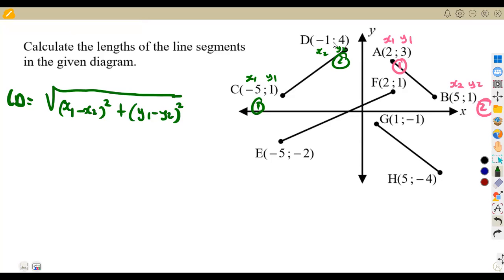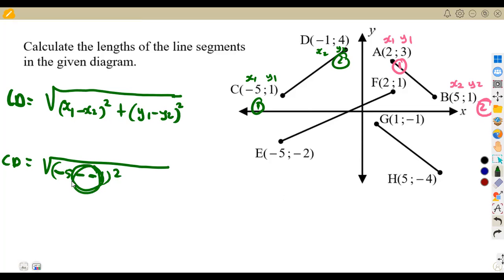That is my first point, this is my second point, which does not matter in simplification. All right, so let us just substitute and see what you're going to have. X1, which is the x value here, is minus 5, minus the x value at point D. The x value at D carries a negative, so it was supposed to be like this, minus 1 squared. This is what you're supposed to have.